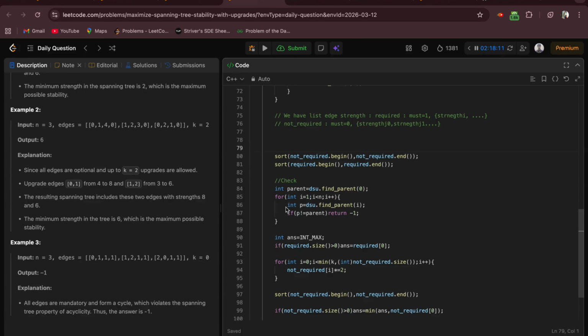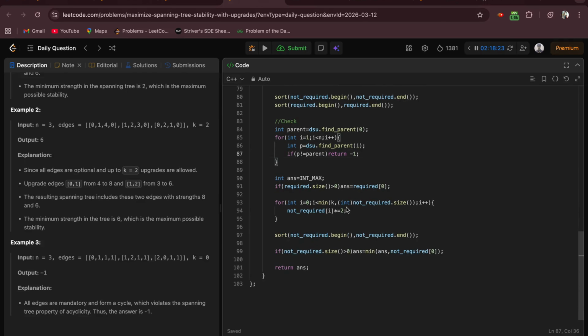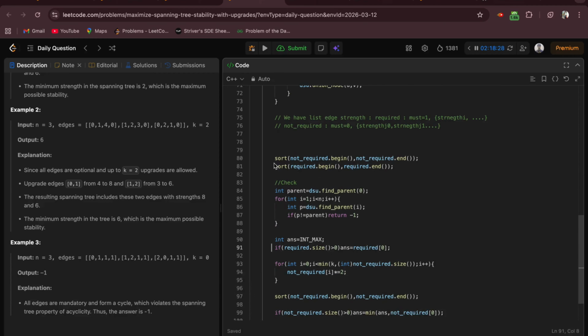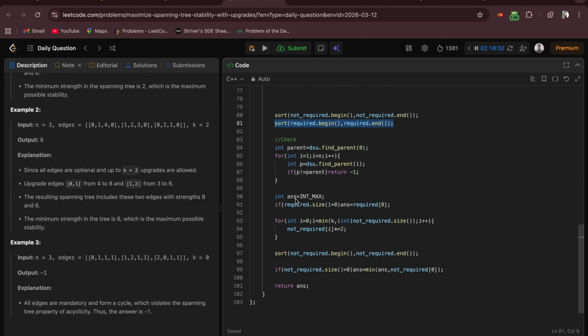So how do we check if a graph is connected or not? If all the nodes have the same parent, that means the graph is connected, else the graph is not connected. And in case the graph is not connected, it's not a spanning tree, right? So I'll return -1. And now I'll just go ahead and find the answer. Since I've already sorted the required as well as the not required one, initially we are making the answer integer max. Now we know the required size.